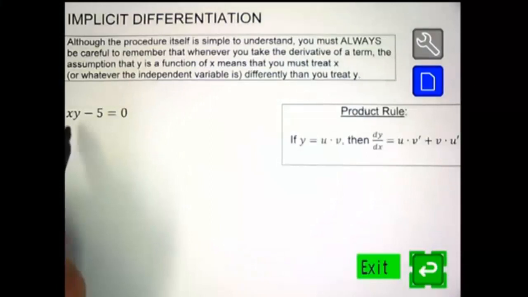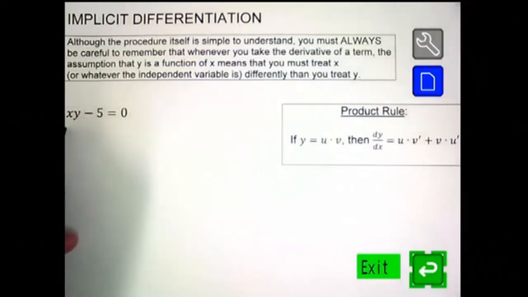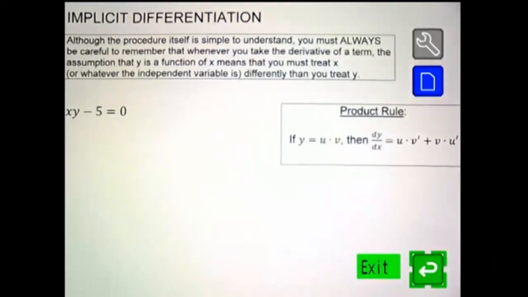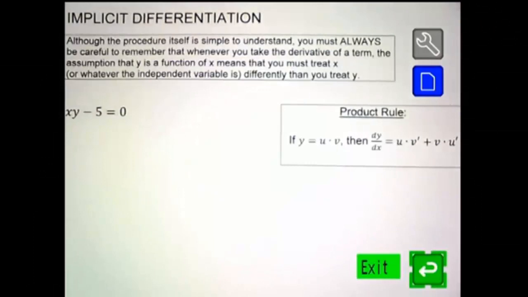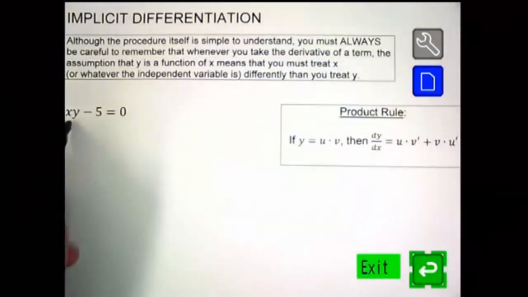x times y minus 5 equals 0. If I want to take the derivative term by term, the first thing I'd notice, I suppose, is that x times y is a product. So that's going to involve me with the product rule. So I've got to take the derivative of that product.